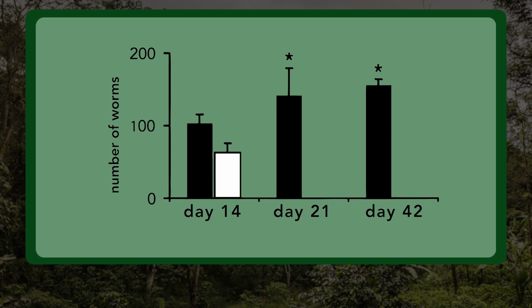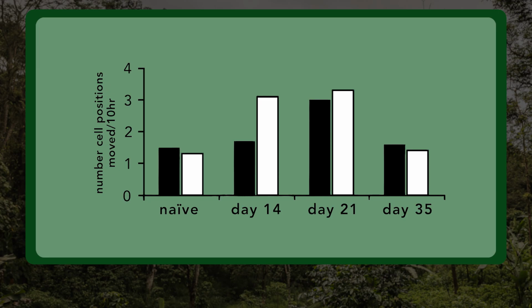Well, it turns out that resistant mice can turn up the speed of the epithelial escalator and make it go much, much faster than susceptible mice can. In this plot, we're looking at resistant mice in white and susceptible mice in black. On the x-axis is time, day 0 before the mice are exposed, and then day 14 after exposure, day 21, day 35. On the y-axis is the number of cell positions moved per every 10 hours. Track the columns for the resistant mice in white first. Things are slow before exposure, but as soon as they've been exposed, that escalator starts roaring and stays roaring until all the worms have been cleared.